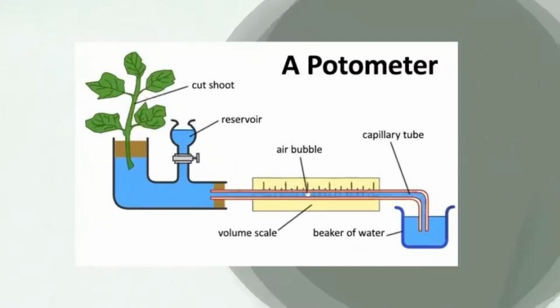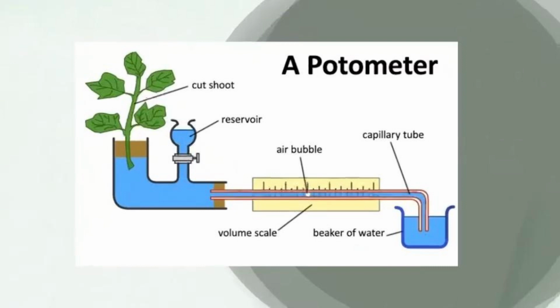So as the leaves lose water via transpiration, they will suck water up from the capillary tube from the beaker of water, and this will then move the air bubble further up the scale. Again, this will be much easier to understand if you go and have a look at the images for this.